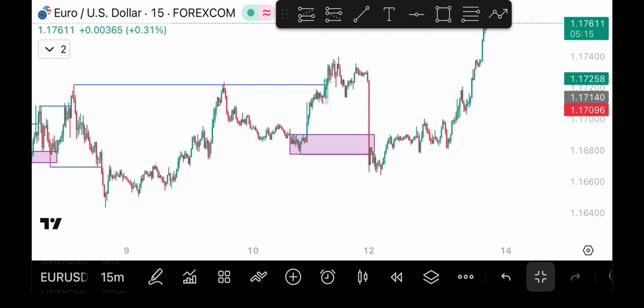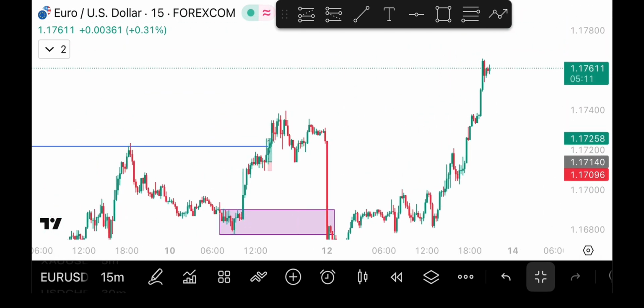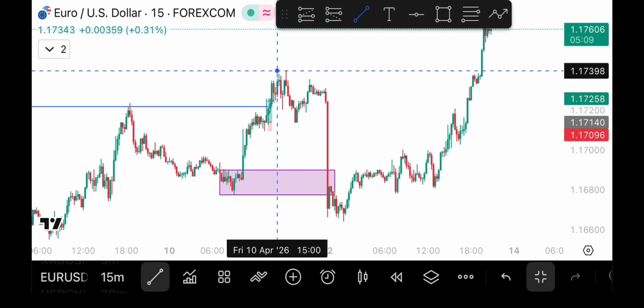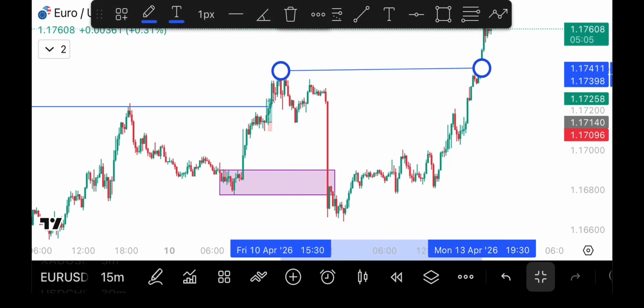I trade market structure, session-based liquidity, and point of interest, and I major in only 15-minute structure. Only 15-minute structure, no higher time frame bias. Only 15-minute structure.